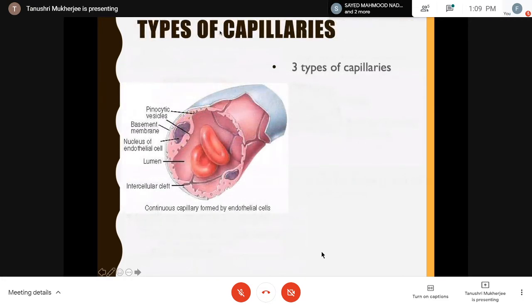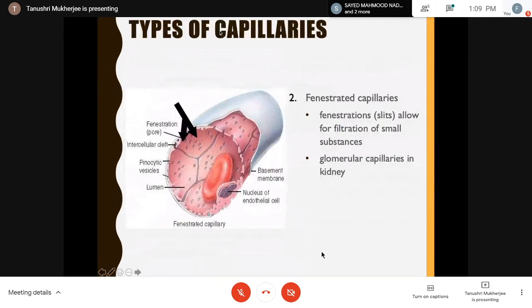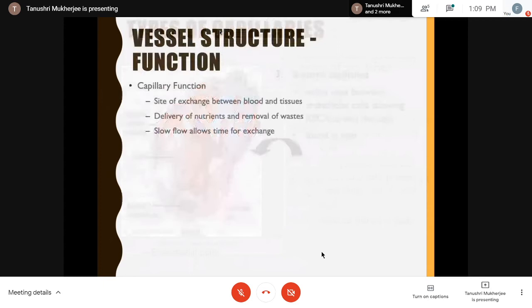The types of capillaries, there are three types. The continuous capillaries have continuous endothelial cells except for clefts between the cells, and most capillaries in the body are of this type. Then the fenestrated capillaries, where fenestrations allow for filtration of small substances, like the glomerular capillaries in the kidney. And third is the sinusoid capillaries, which are found in the liver. There are wider gaps between endothelial cells, allowing the RBCs to exit the capillary.